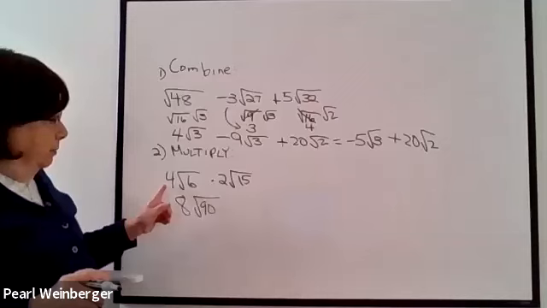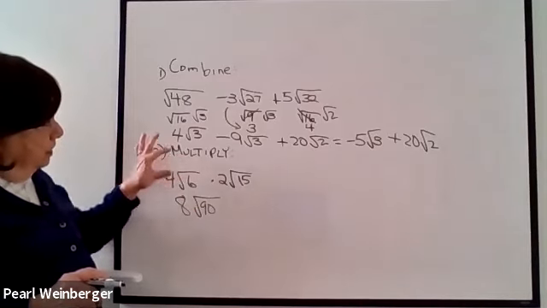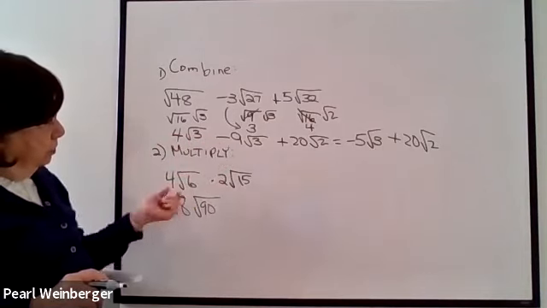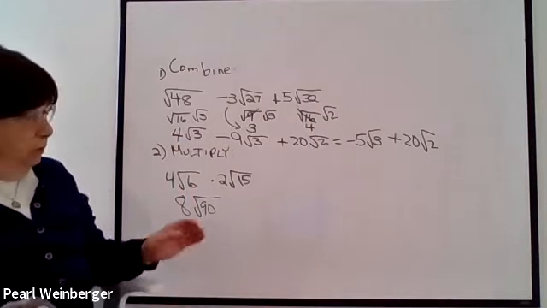Don't multiply a number outside a radical with a number inside. Notice these are each monomials. They're single terms because there's nothing here except multiplication.